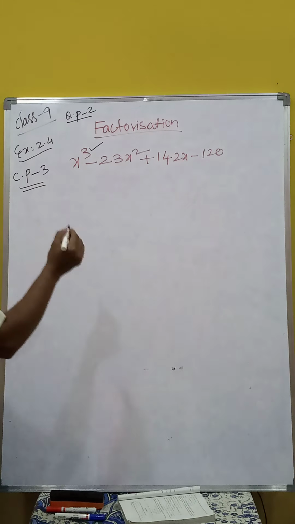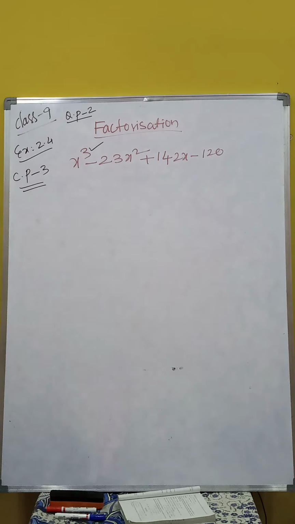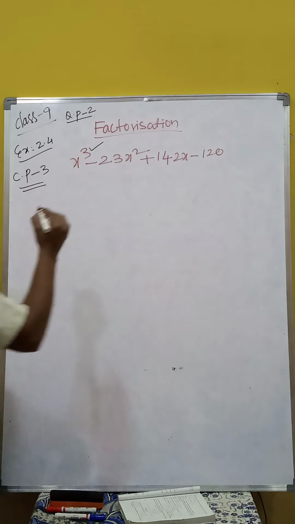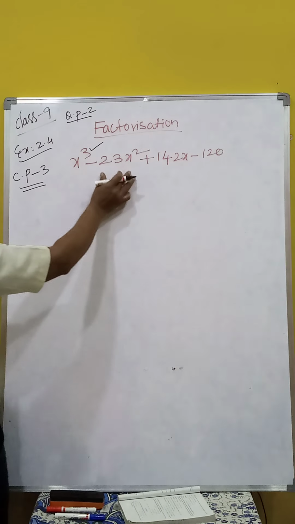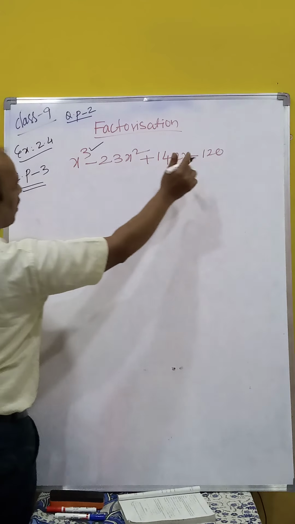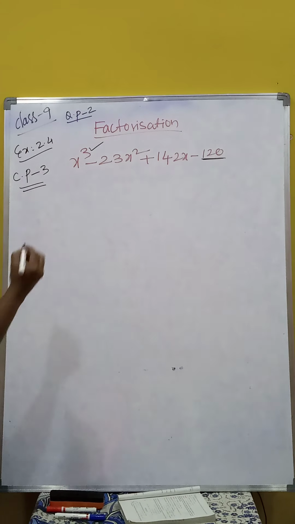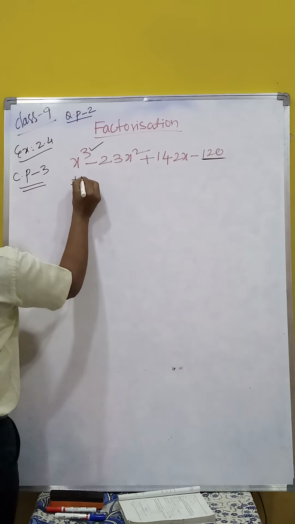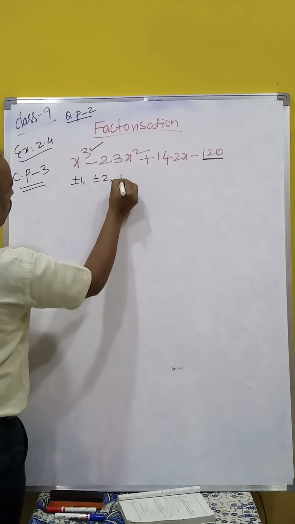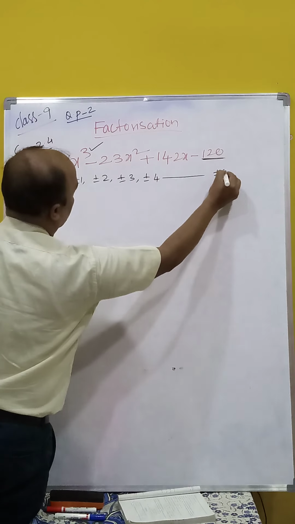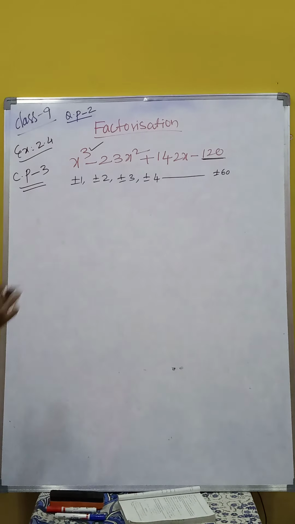Now, we have 2 methods for this. I will explain 2 methods. Then, which is easy for you, that only you choose and do it. Okay. Now, we will go for the constant in this x cube minus 23x square plus 142x minus 120. In this, what is the constant? Minus 120. Minus 120 factors: plus or minus 1, plus or minus 2, plus or minus 3, plus or minus 4, so on up to plus or minus 60. Even 120 also possible, but we are not taking, up to plus or minus 60 we are taking.